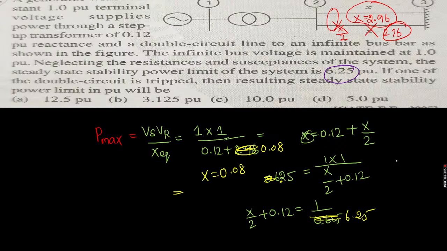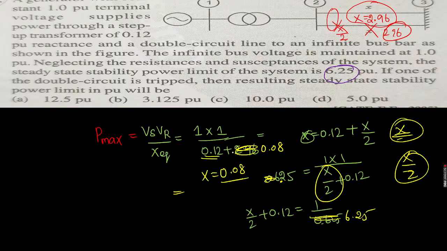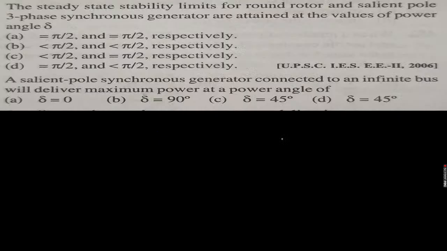In the first case, it is a double circuit line, so the net reactance becomes X by 2. Now we are removing one line, so the reactance will remain X only. Now what will the answer be? First case it is X by 2, second case it is X only. So 0.08 plus 0.12 plus 0.12. If we take the reciprocal, we are getting 5. So the answer is option D. The correct answer is option D. Forgive me, I had not noticed this value properly. Sir, let us go ahead with the next question.